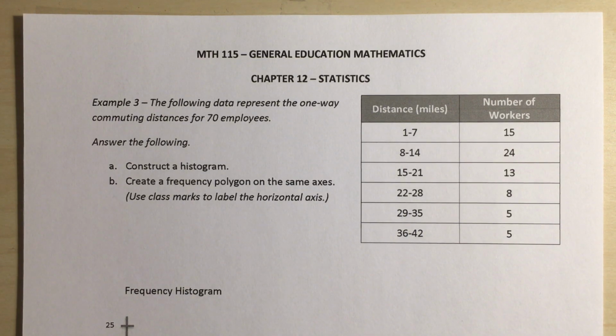So for example 3, we're going to use the data that is given to us to construct a histogram and then a frequency polygon on the same axis. We are told to use class marks to label the horizontal axis. So remember, class marks are midpoints for all of our different classes.